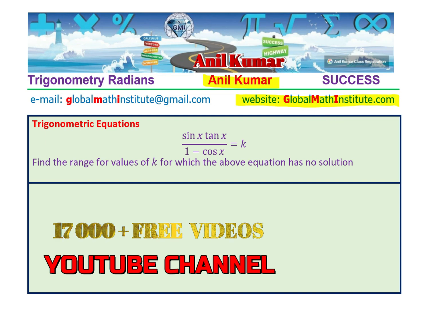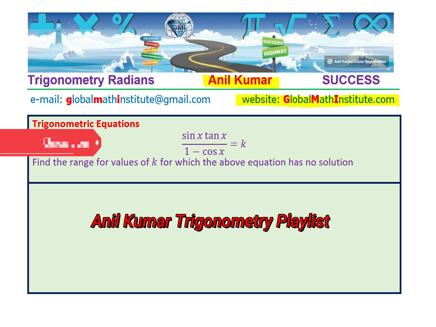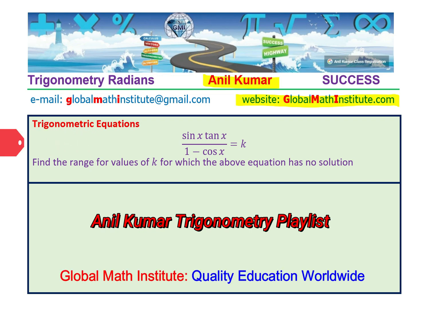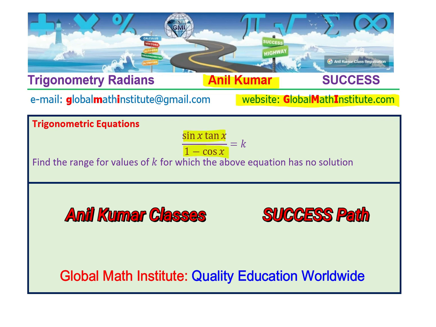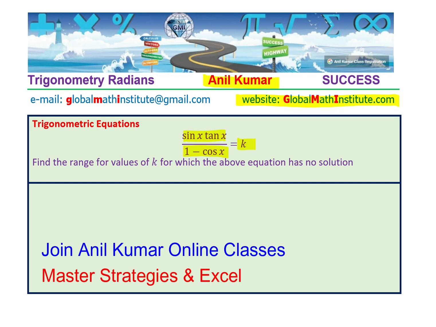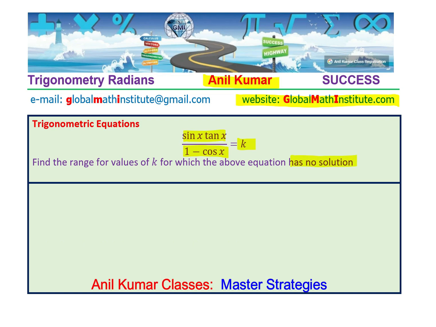In this video, we are sharing with you a brilliant question for our IBHL math students. The question here is sin x times tan x over 1 minus cos x is equal to k. Find the range for the values of k for which the above equation has no solution. You can always pause the video, answer the question, and then look into my suggestions.